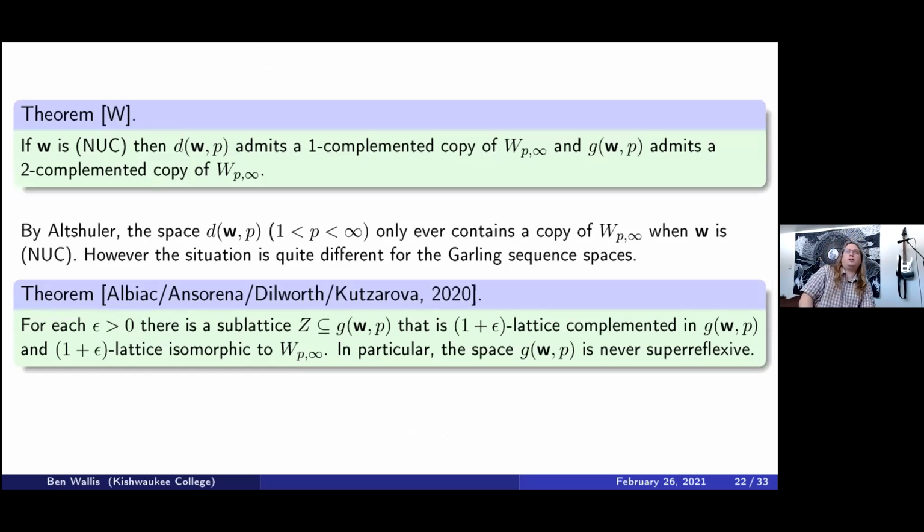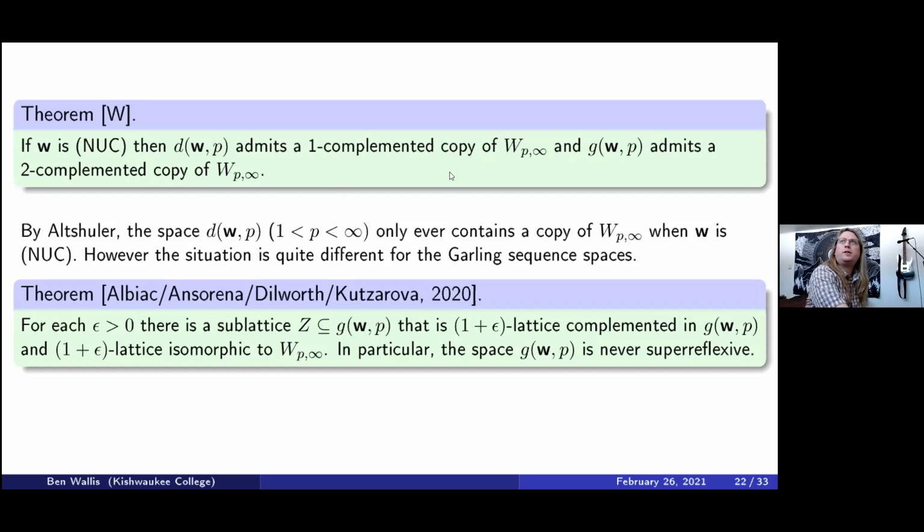Now, it was only a month or two before Dilworth and company kind of one-upped me here. That's okay, that's great. They proved that, in fact, this holds. Oh, let me rewind a bit here. To do this, I used a very standard, very easy thing, which is to take constant coefficient blocks of the canonical basis. Any constant coefficient blocks are automatically one complemented if you have a symmetric basis, and they're automatically two complemented if you have a subsymmetric basis. It's a very natural thing to do if you're looking for a complemented subspace.